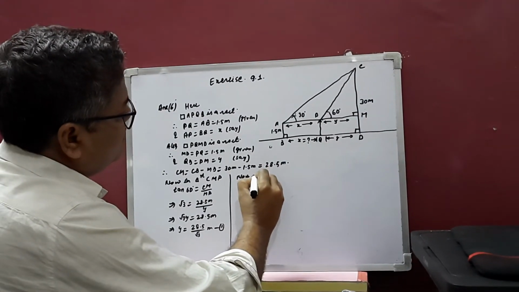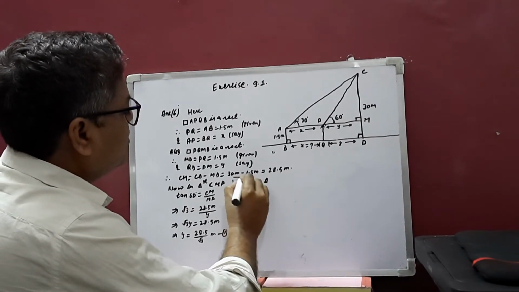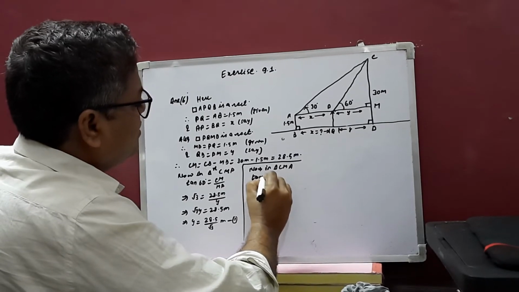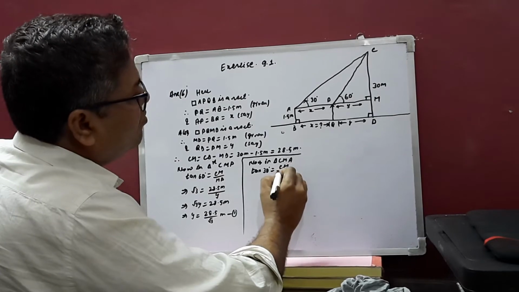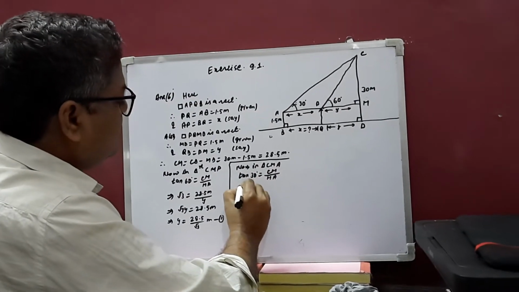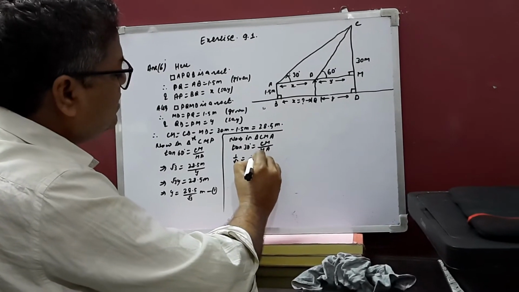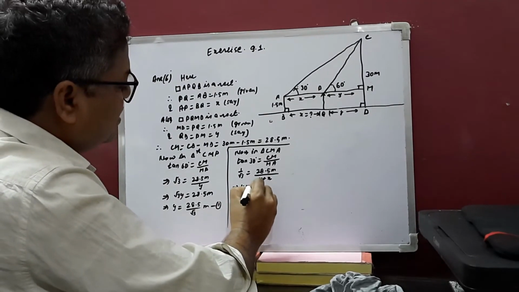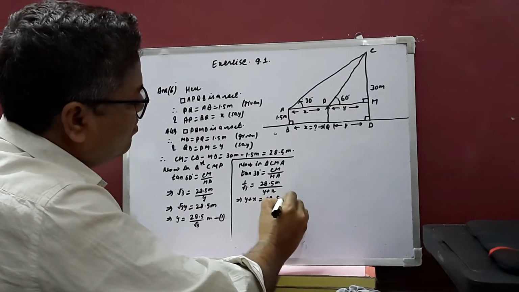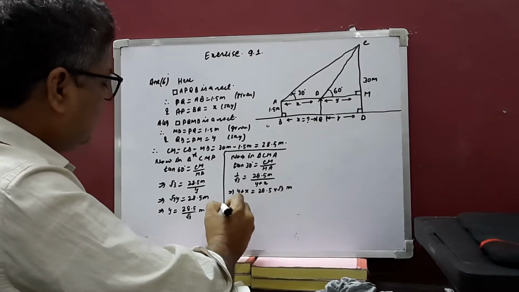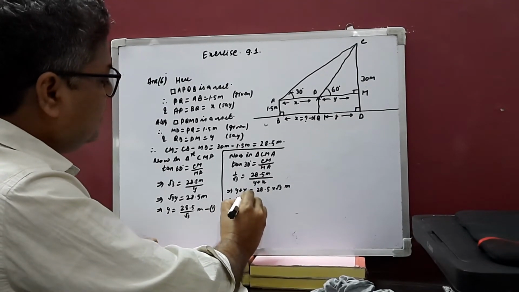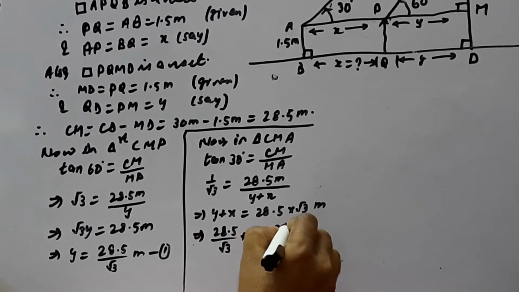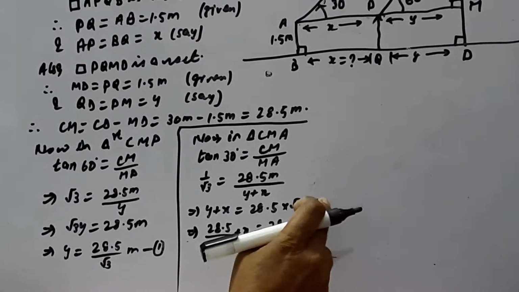Now in right triangle CMA, tan 30 degree is equal to CM by MA, or this is 1 by root 3, and CM is 28.5 meter, and this is Y plus X. Therefore Y plus X is equal to 28.5 root 3 meter, and substitute the value of Y here, 28.5 by root 3 plus X is equal to 28.5 root 3. Please don't take the unit here.